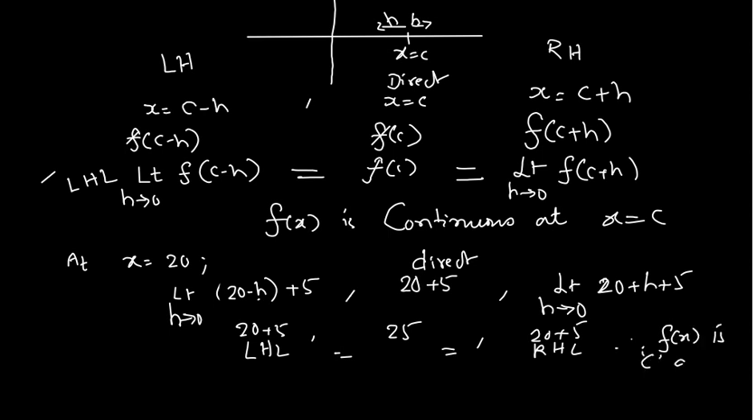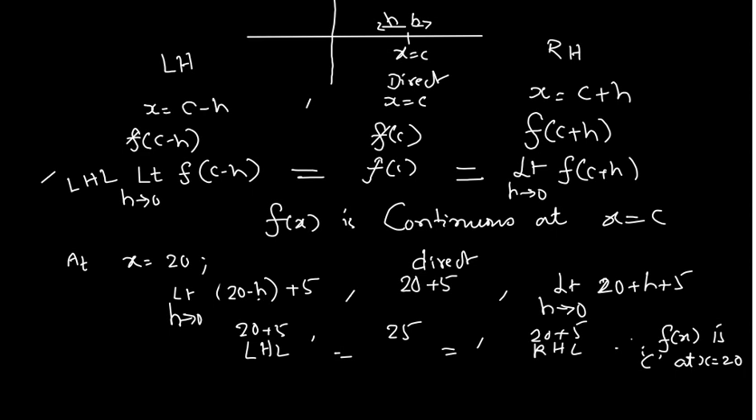Prove that the function f of x equal to 5x minus 3 is continuous at x equal to 0, at x equal to minus 3, and at x equal to 5. So you are seeing that exercise, right? So f of x is equal to 5x minus 3. And we have to check at x equal to 0, minus 3 and 5. So this is our c value, x equal to c. Three different questions are there.